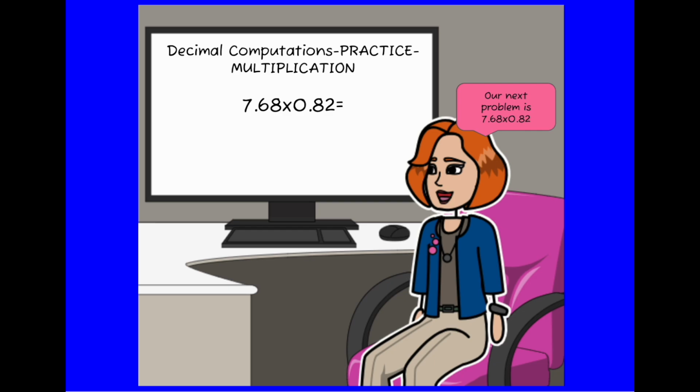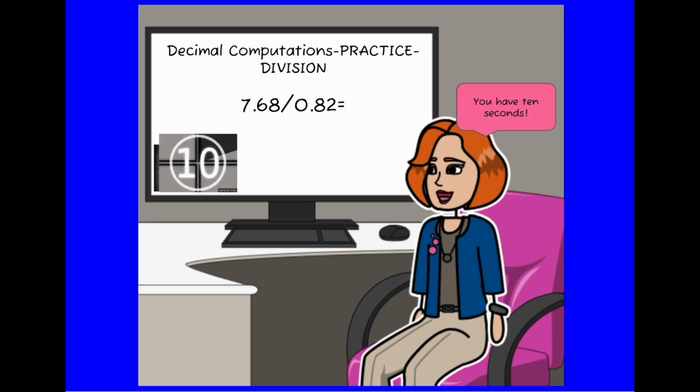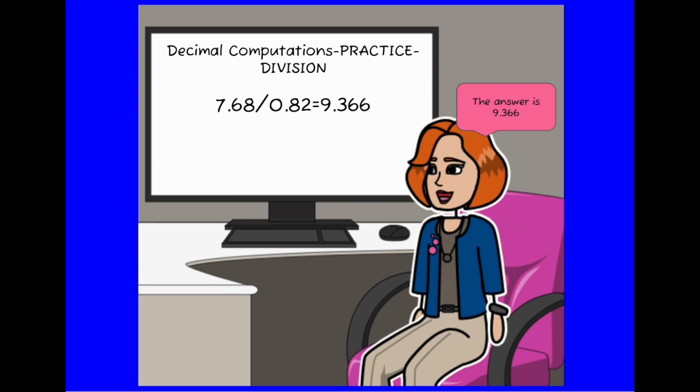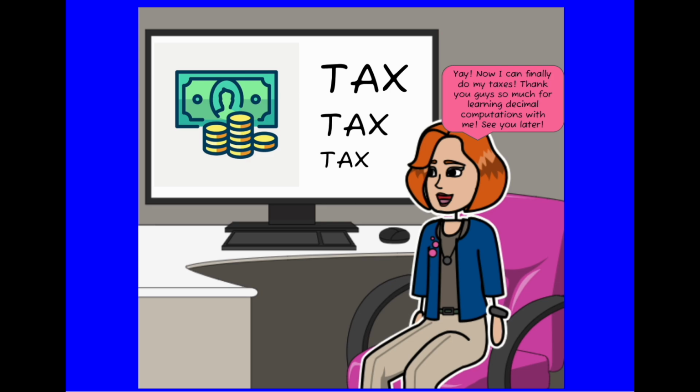Our next problem is 7 and 68 hundredths times 0.82. You have 10 seconds. 5, 4, 3, 2, and 1. The answer is 9 and 366 thousandths.